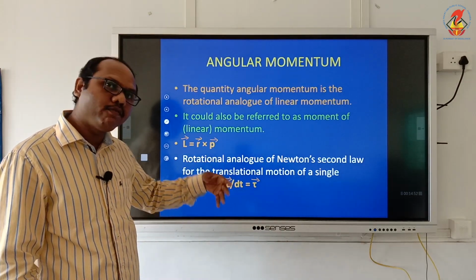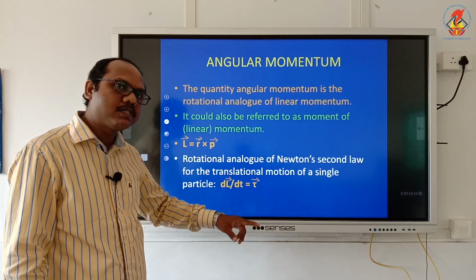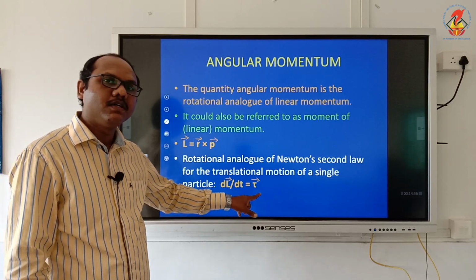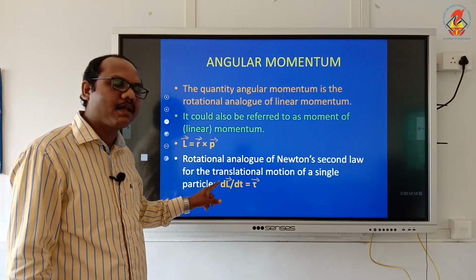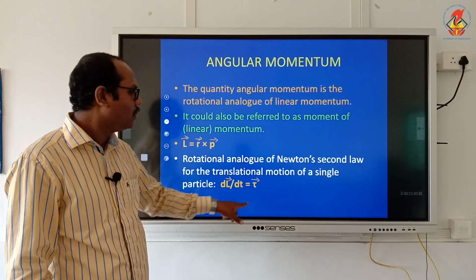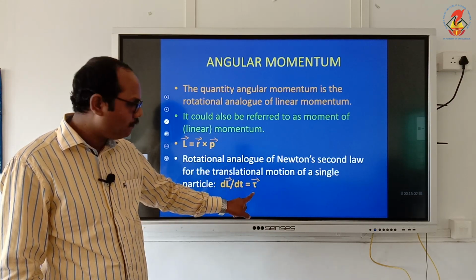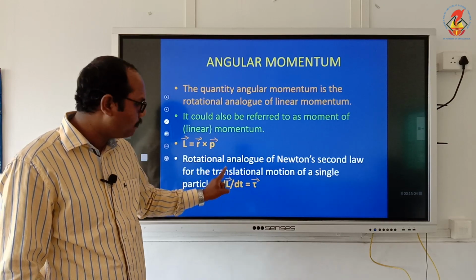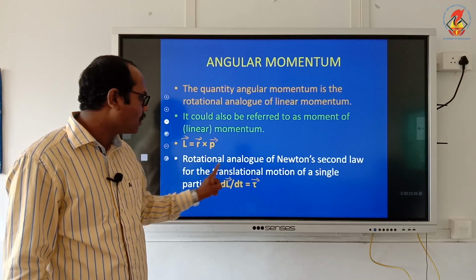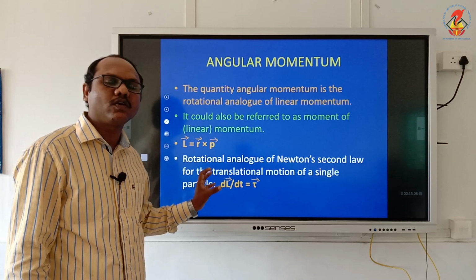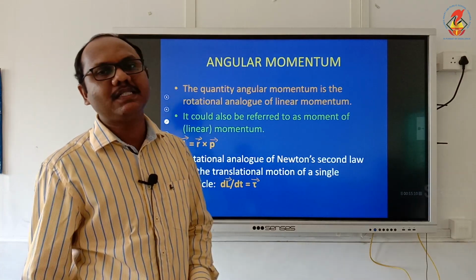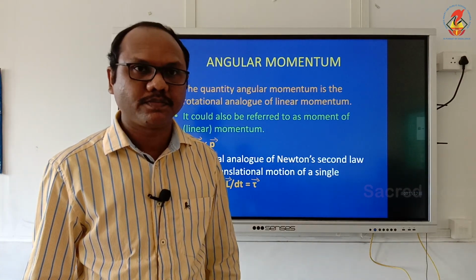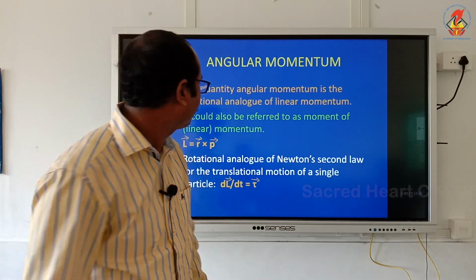Here I am just taking the rotational analog of Newton's second law. So instead of force I am using torque. Instead of P, linear momentum, I am using angular momentum. So instead of F I use torque, instead of P I use L, so tau is equal to dL by dt. This is the rotational analog of Newton's second law of motion.